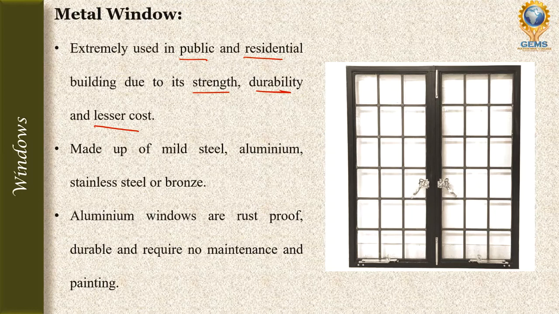If you take our college windows, these are all metal windows. Every part will be a metal part only. It can be made up of mild steel, aluminum, stainless steel or bronze. And the aluminum windows are rust proof, durable and require no maintenance and painting. So if you want to go for a metal window, the best option is aluminum window because it is rust proof, very durable and requires no maintenance and no painting at all.